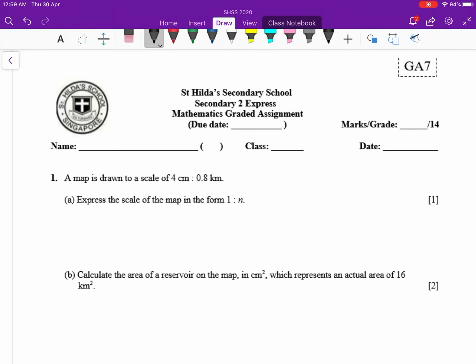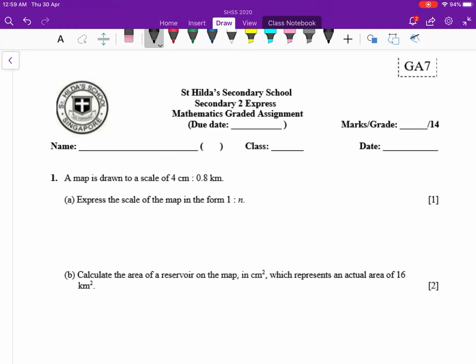Okay, Sec 2 Express, I'll be going through graded assignment 7. You're going to self-mark. Of course, I'm going to mark the actual copy, but I need you to self-mark to learn how to pick out your own mistakes in a question. So I need you to self-mark. I will mark the previous copy and give you a grade for it. Now, let's take a look at this question.